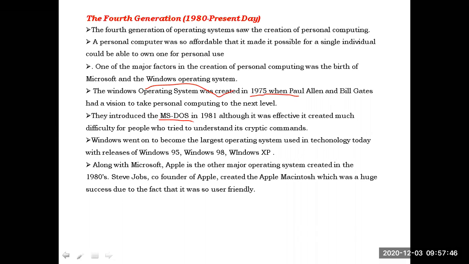After Microsoft developed the Windows operating system, another company called Apple created another OS.